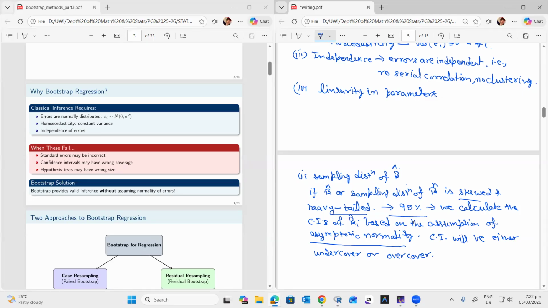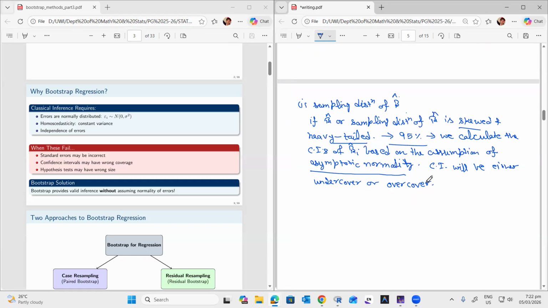And the second condition is that heteroscedasticity is present, meaning non-constant variance of the error, or you will call it heteroscedasticity.